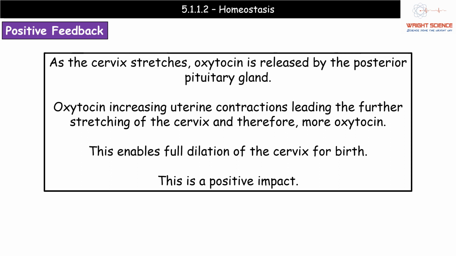Now, when the uterus contracts more, the cervix is going to be stretched further. As a result of that, we signal the posterior pituitary to release more oxytocin. That then increases the uterine contractions, further stretching of the cervix, etc. And basically, this is how we actually get that dilation of the cervix, which then allows a baby to pass through without rather unpleasant moments happening, let's say. So it allows that full dilation of the cervix, the baby can be born, and therefore this is a positive impact of a positive feedback system.